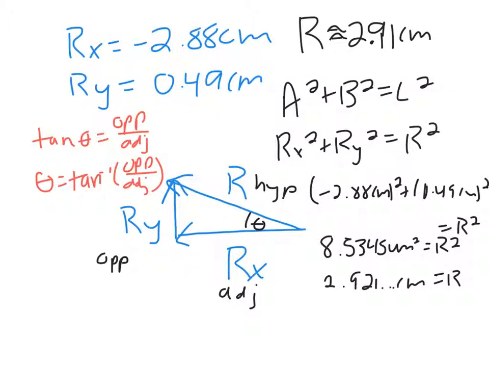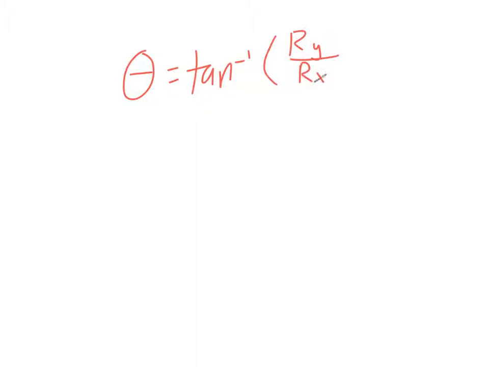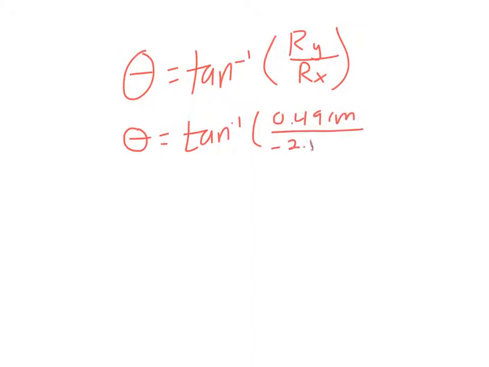And I'm running out of room, so go to the next slide. The angle will equal the inverse tan of your y component over your x component. The reason I like to store the numbers in my calculator is it makes it really easy to just do inverse tan of whatever you stored as y and x. So in this case it would be 0.49 centimeters over negative 2.88 centimeters.